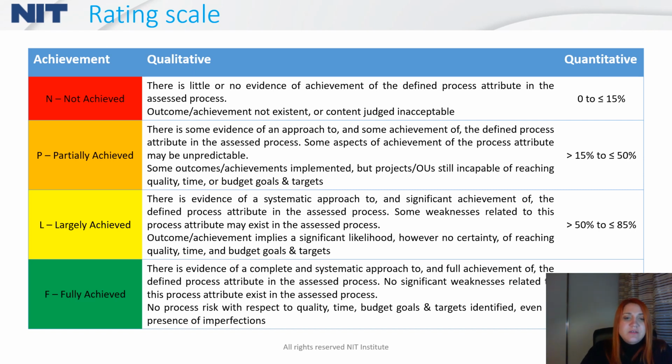Fully achieved means that you will reach a percentage of 85 till a full 100%. It means that you will then have evidence of a complete and systematic approach to all of the processes which are assessed, and that there is no process risk with respect to the quality, time, budget, goals, and targets identified. But you can still have some small weaknesses in the process.